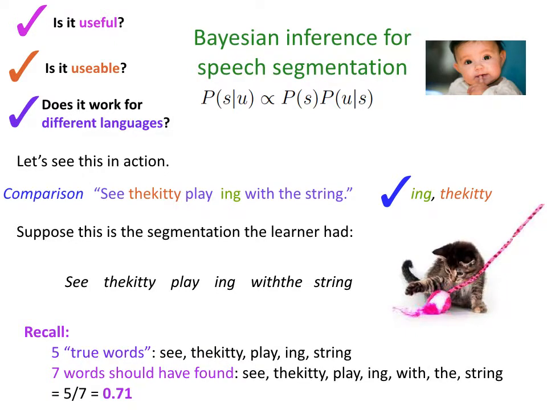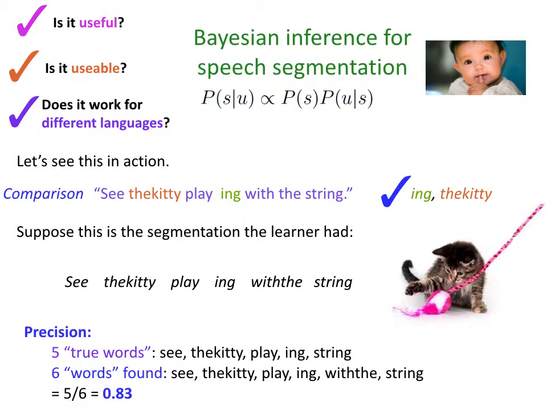So if we look at recall, well first it's always about true words. So how many true words do we have? Remember, we're comparing against the missegmentations, the under-segmentation the kitty, and the over-segmentation ing that we said were okay. So see is good, the kitty is good, play is good, ing is good, string is good. That's 5 true words when we allow these useful units, out of the 7 words that should have been found: see the kitty, play, ing, with, the, string, right? So that's 5 out of 7 on recall, which is looking pretty good.